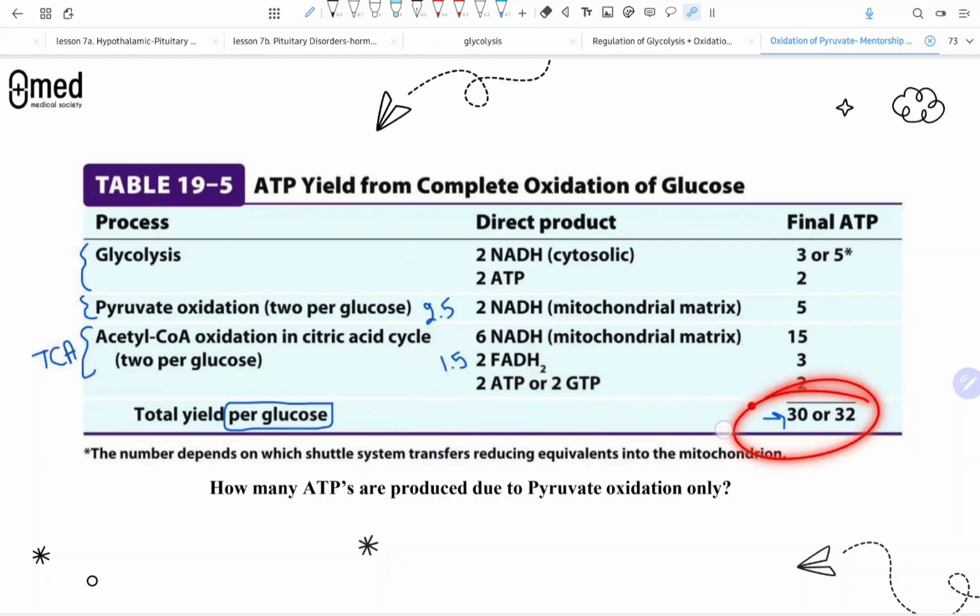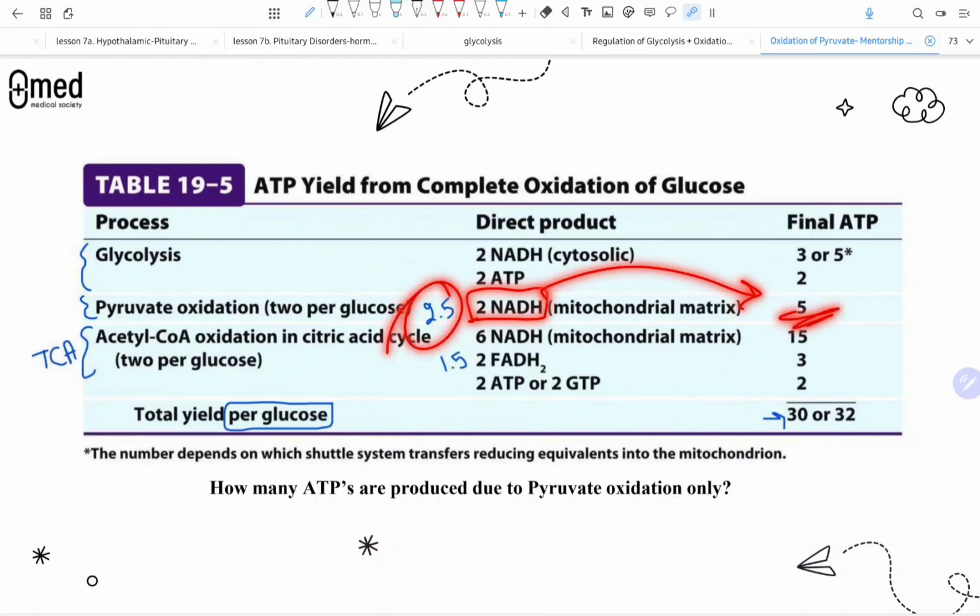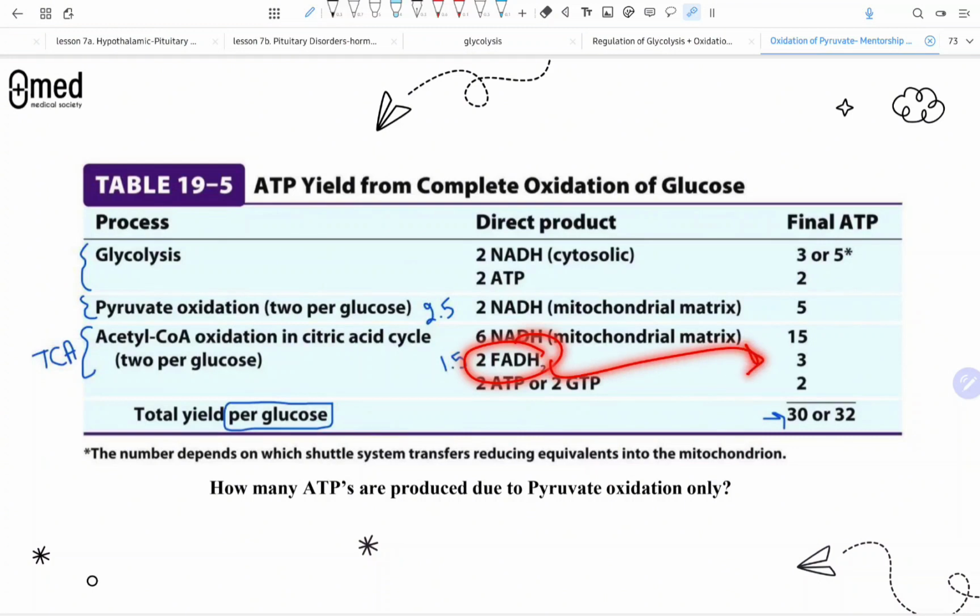So if you want to calculate how many ATP you're going to have at the end of cellular respiration, you're going to have to calculate how many ATP NADH and FADH2 can yield, okay? So, if 2 NADH can give you 5 ATP, then that means each NADH can give you 2.5 ATP, okay? And if FADH2 can give you 3, then that means each one can give you 1.5 ATP, okay?